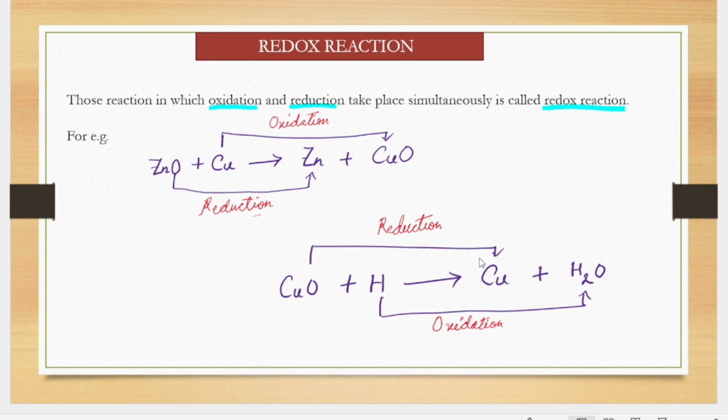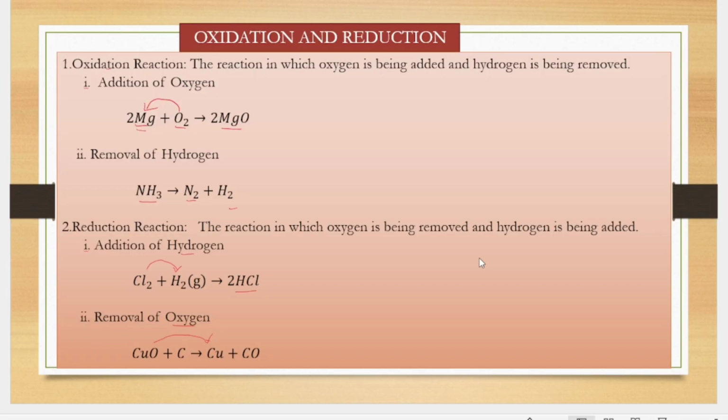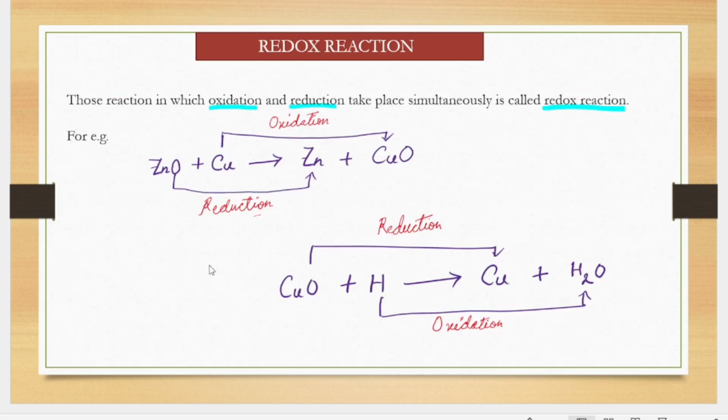So what we have discussed now is oxidation and reduction. All these points are about the classical point of view. From the classical point of view, oxidation is adding of oxygen and removal of hydrogen. Reduction is adding of hydrogen and removal of oxygen.